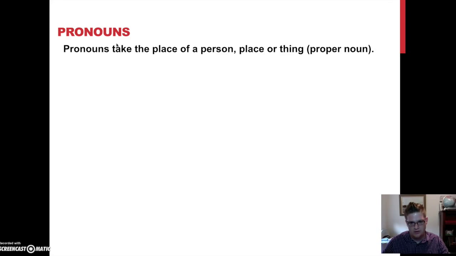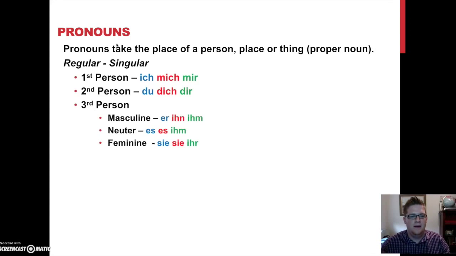Okay, now we're going to take a look at pronouns. Pronouns are the things that take the place of a person, place, or thing, the proper noun. So instead of saying, Herr Anderson has pink eye, we say, he has pink eye. Okay, for singular, regular singular pronouns, first person nominative is ich, first person accusative is mich, and first person dative is mir. This is when I'm talking about myself.